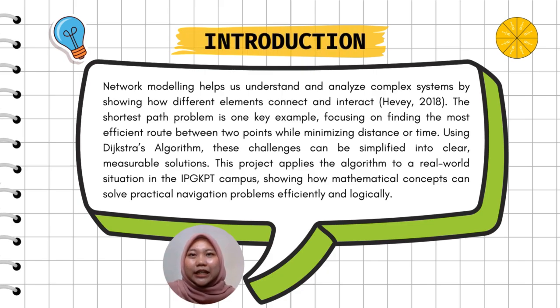For the introduction, network modeling helps us to understand and analyze complex systems by showing how different elements can connect and interact with each other. In this study, we focus on the shortest path problem, which identifies the most efficient route using the Dijkstra algorithm. This project applies the algorithm to a real situation on our campus, IPG Campus Pendidikan Teknik, showing how mathematical concepts can be used to solve practical navigation problems, especially in finding the fastest valid route from the mail block to the cafeteria.